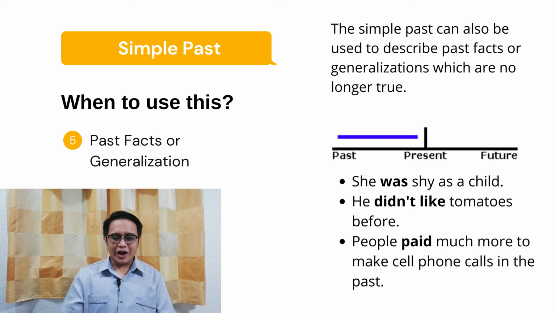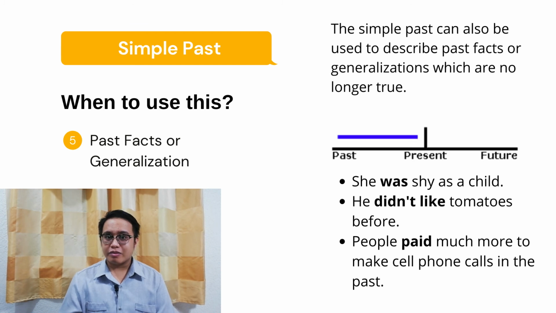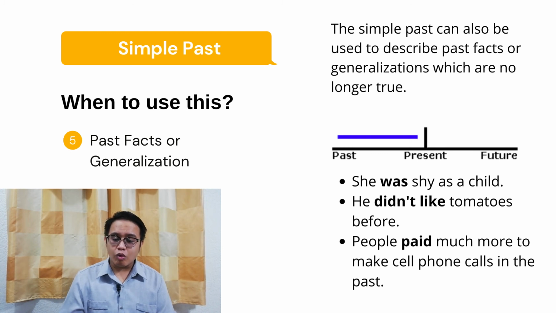Pero karon baga na signaw. Di ba? Or, for example, he didn't like tomatoes before. Before lang. Pero karon ganahan na siya og tomatoes. Or for example, people paid much more to make cell phone calls in the past. Kay past naman to. So, past tense po na to ang gamiton. And take note ha, ang kanang paid is an irregular verb. And again, I urge you to please memorize the list of the past tense and the past participles.